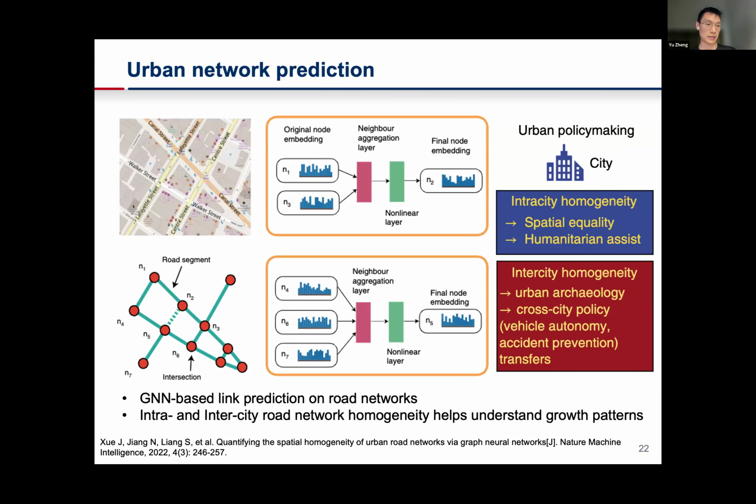And here this work utilizes graph neural networks to learn representations for urban road networks. And the intra- and inter-city road network homogeneity can help us to understand some growth patterns of the city, such as the spatial equality of human transportation assistance, and also the cross-city policy similarity.